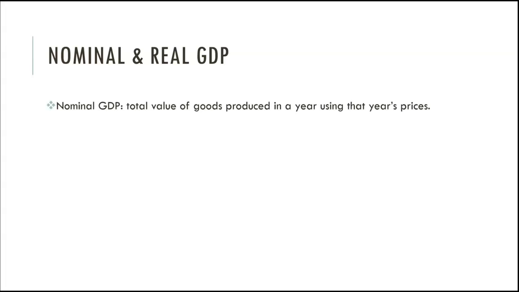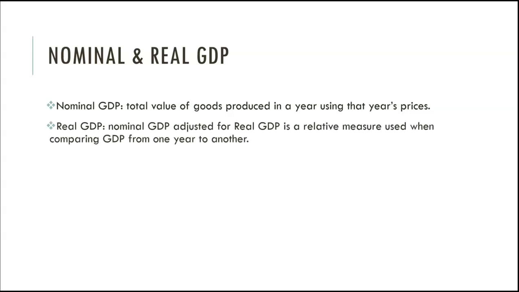So nominal GDP is going to measure the total value of goods produced in a year using that year's prices. So if we want to know GDP for 2023, we're going to take the price of everything in 2023, multiply it by the quantity of everything produced in 2023. That's going to give us the nominal GDP, the value of goods using that year's prices.